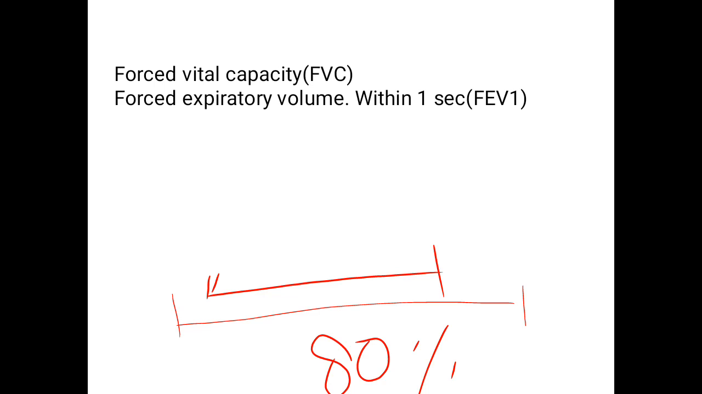So the difference between the vital capacity and forced vital capacity: what is forced vital capacity? Vital capacity is the maximum amount of air we exhale after inspiration. ठीक है ना? Full inspiration के बाद how much we can expire, that is the vital capacity. ठीक है? So forced vital capacity is the forceful expiration.